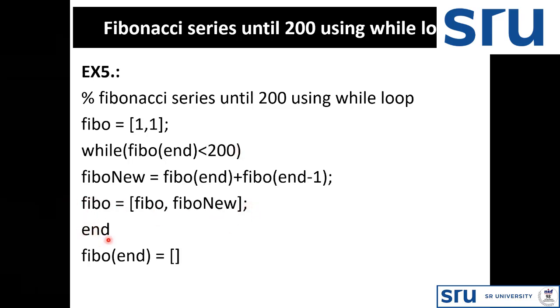Okay, and then you have to close the while loop, and then you have to keep the Fibo n blank, so that only up to this it will be displayed. It will not exceed the 200 limit. Like that. So is there any doubt here? Otherwise I will go to the MATLAB screen. Is there any doubt? You ask the question here only.